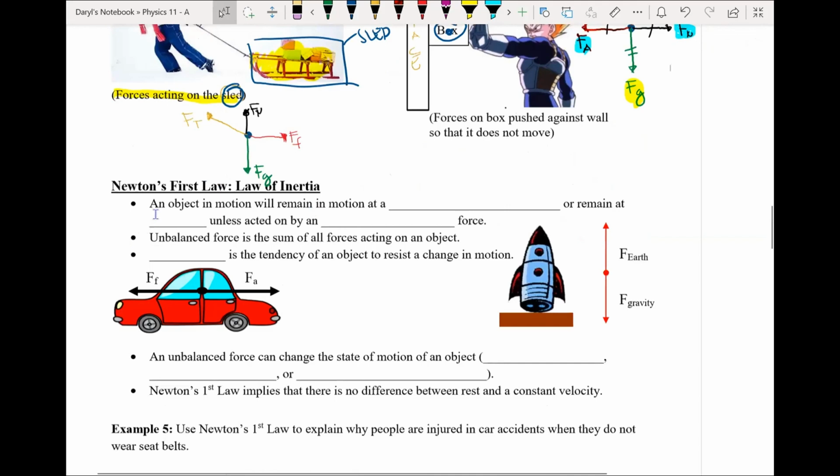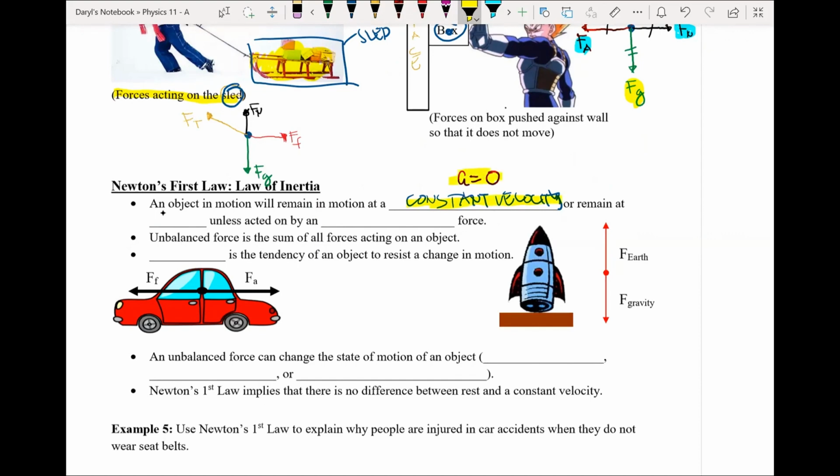First, Newton's law. An object in motion, so its statement, at a constant velocity. So motion at a constant velocity. So when you say constant velocity, you know that acceleration is equal to 0, okay? So when you say constant velocity, automatically acceleration is equal to 0.